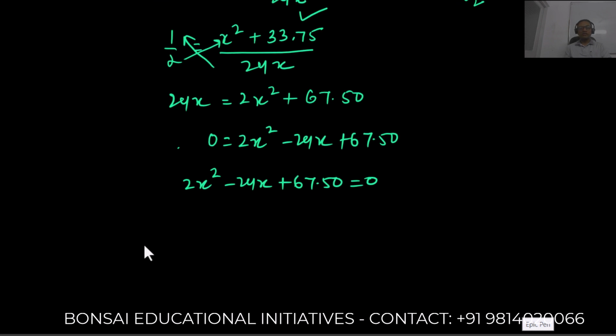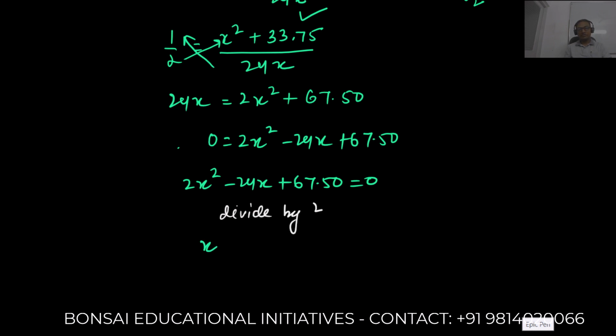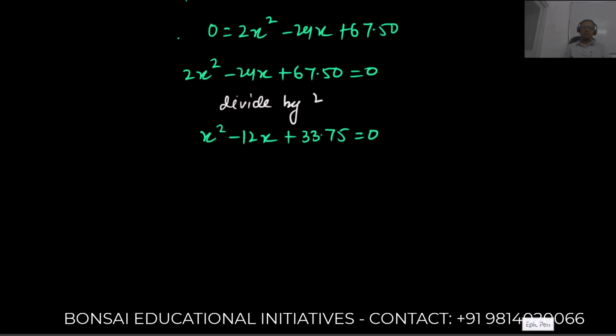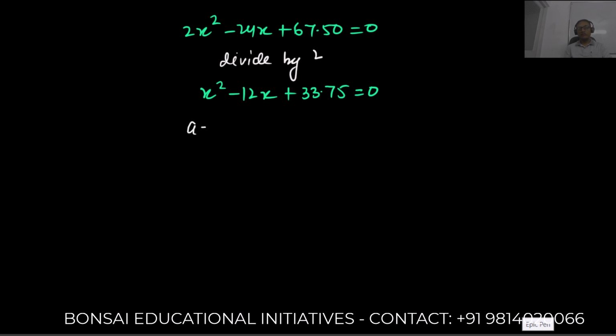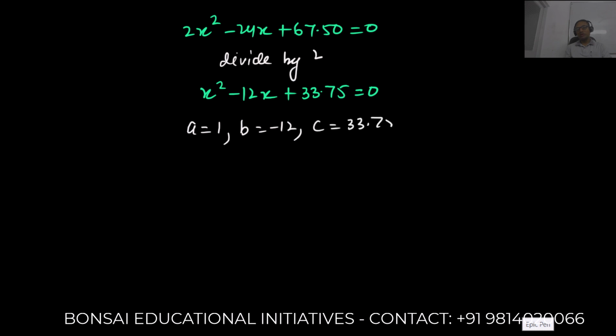This equation has even numbers, and we can divide all three terms by 2. So if we divide by 2, what we are going to have here is x square minus 12x plus 33.75 equal to 0. Okay, now we have to solve this quadratic equation. In this quadratic equation, we are having a equal to 1, b equal to minus 12, and c comes out to be 33.75.